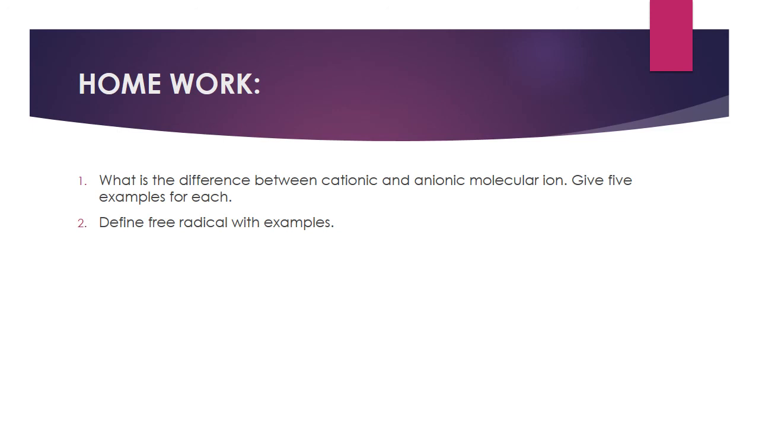Your homework for today is, what is the difference between cationic and anionic molecular ion? Give 5 examples for each, means 5 for cationic and 5 for anionic molecular ion. And the second is define free radical with examples. So you have to give suitable examples. You can take help of your book and from the net as well. Okay class, thank you.